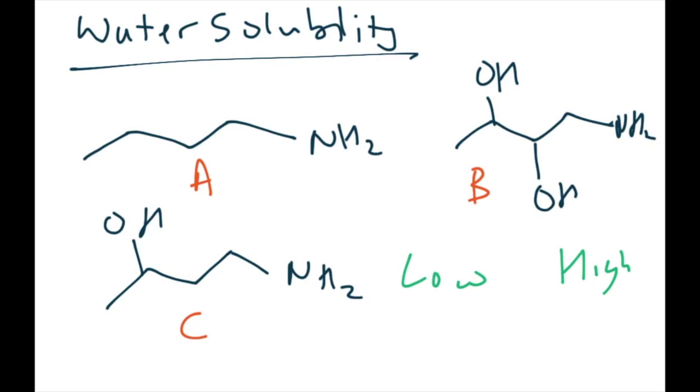B, because it has 3 polar functional groups, even though that NH2 looks like it got hit by a bus. NH2, slightly better, right? So B has the highest water solubility because it has 3 polar functional groups. A has the lowest water solubility because it has 1, and C is somewhere in the middle.